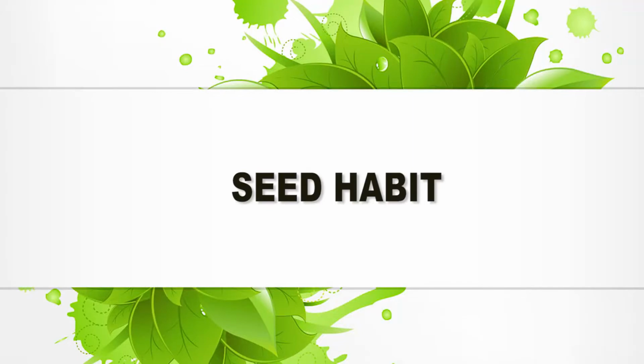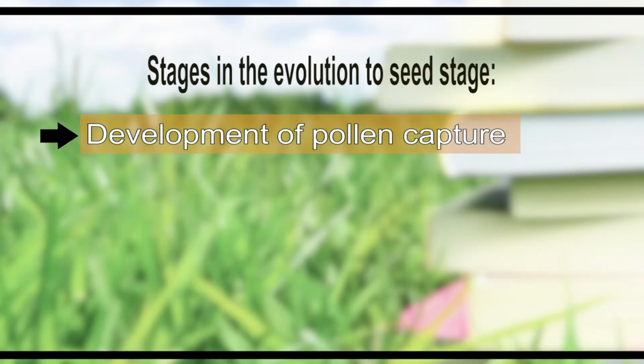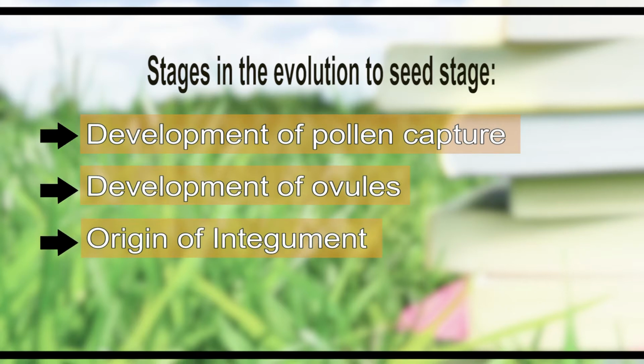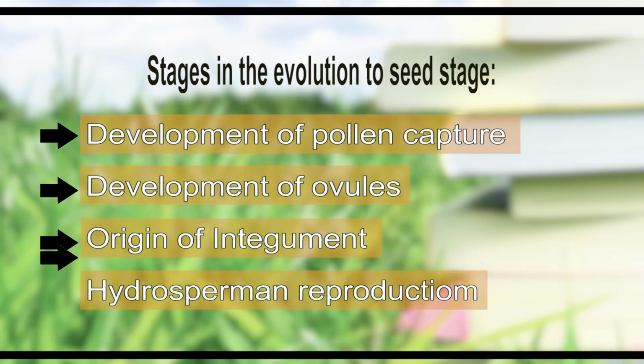Second, we will be talking about seed habit. Seed habit is not an independent event and it is just a prolongation of heterospory. That is, from the homosporous condition heterospory was formed, and heterospory finally terminated into seeds. There were certain stages in the seed habit. Firstly, the development of pollen capture. Secondly, development of ovules from a pre-ovule condition, formation of the integument, and a hydrasperman type of reproduction.